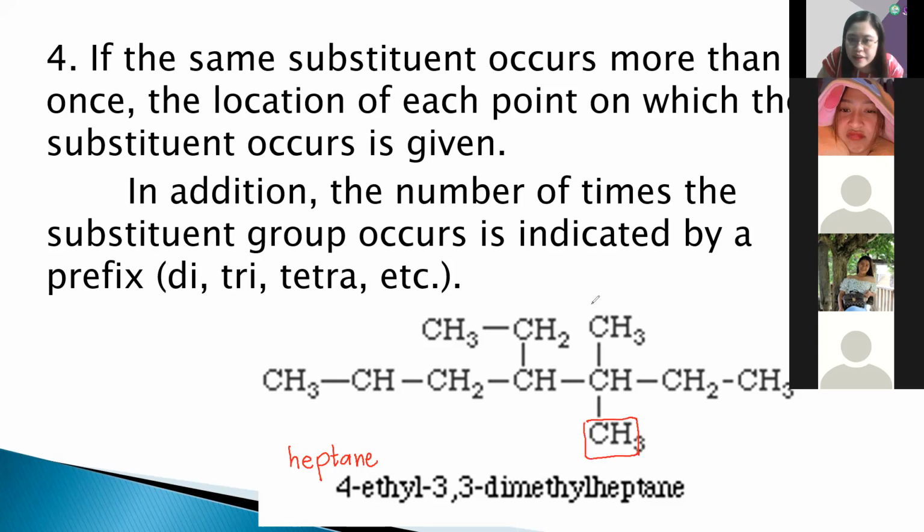This one here, and then another one on top. And then this one is counted as one, because it is only one bond attached to our parent chain. Again, one bond attached to the parent chain, so you cannot separate it. It is really counted as one, class.